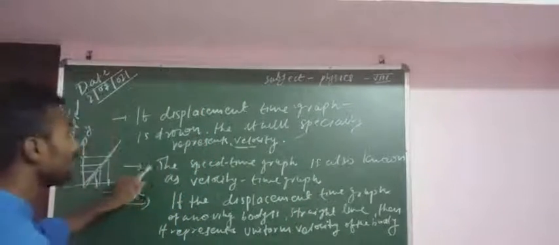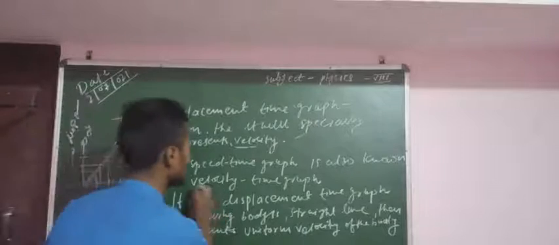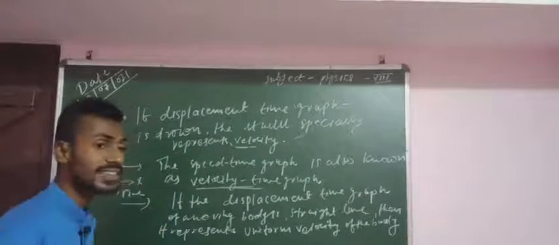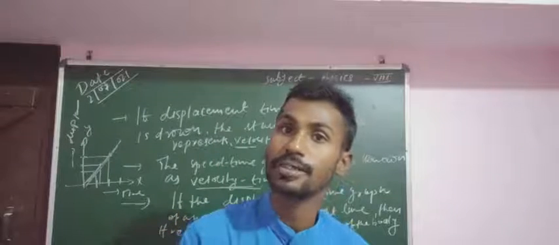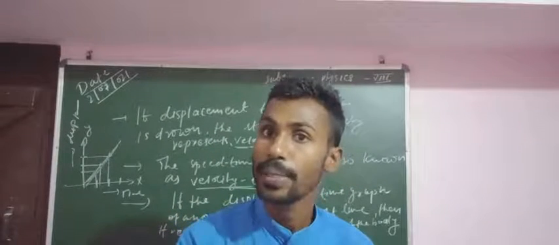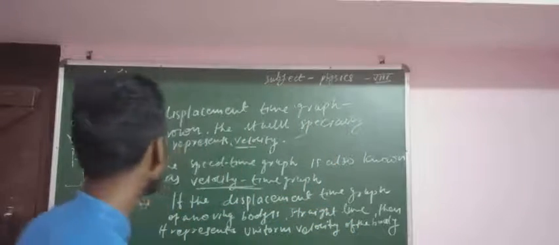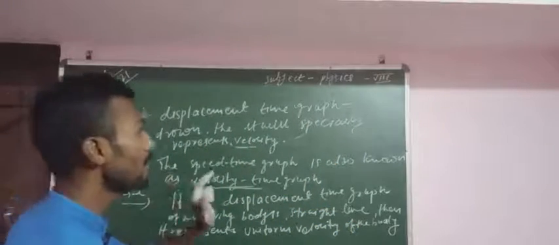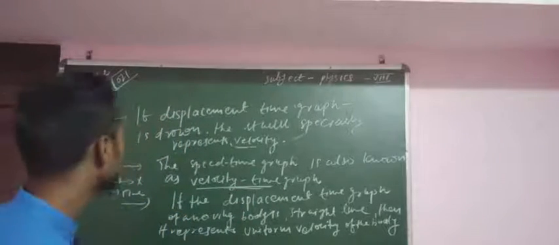Second point is that the speed time graph is also known as the velocity time graph, as we know that the unit of velocity or speed both is the same, meter per second. So sometimes the speed time graph is also known as the velocity time graph.